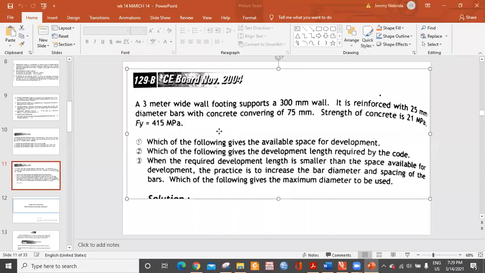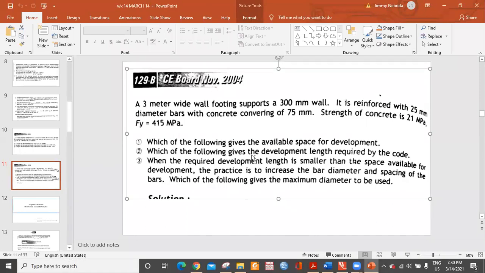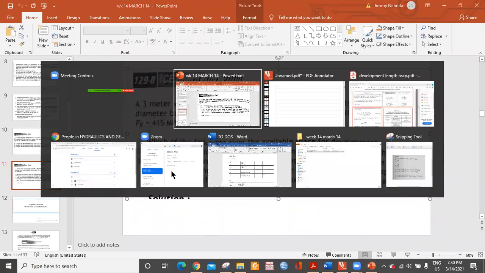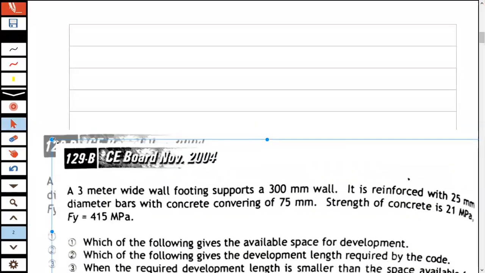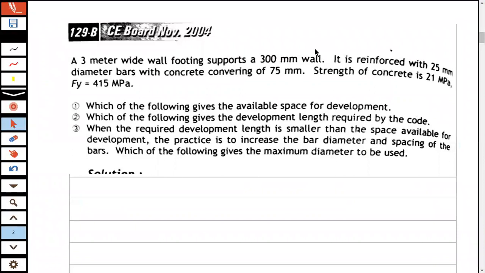Okay. Ayan. Andiyan na ba? Okay. Okay na. Nakita niyo yung screen? Meron na, sir.